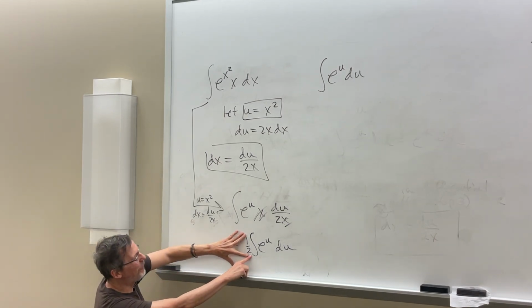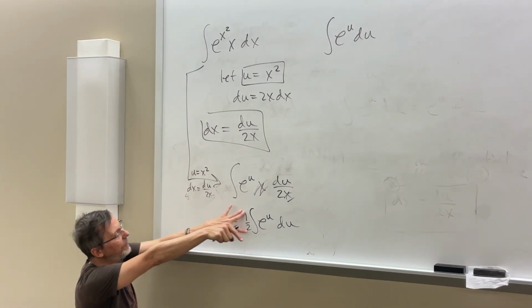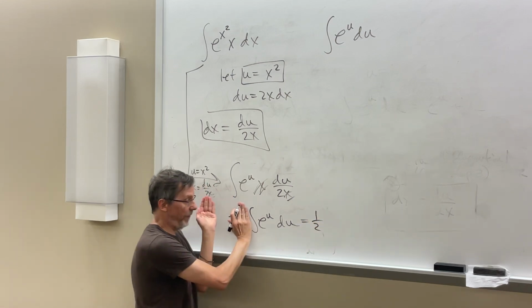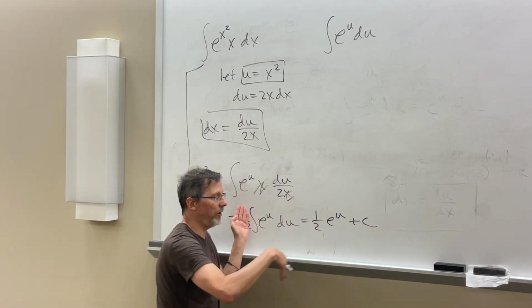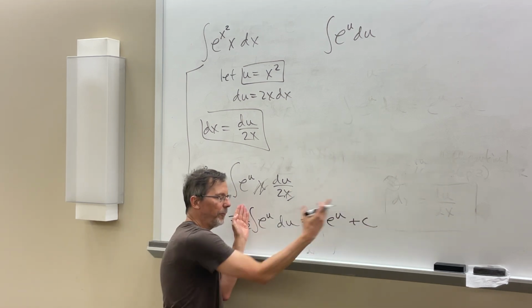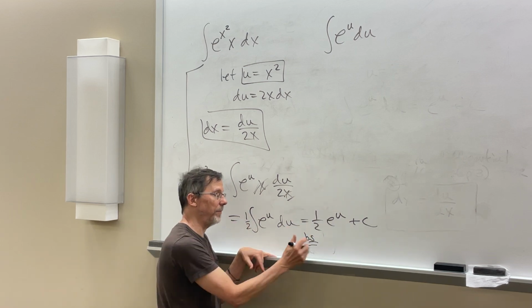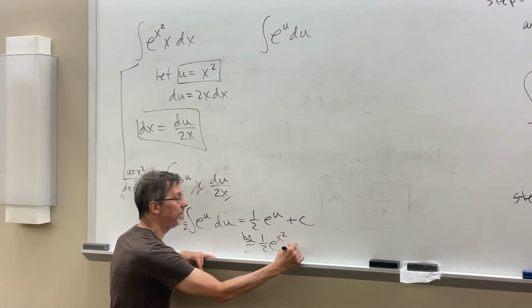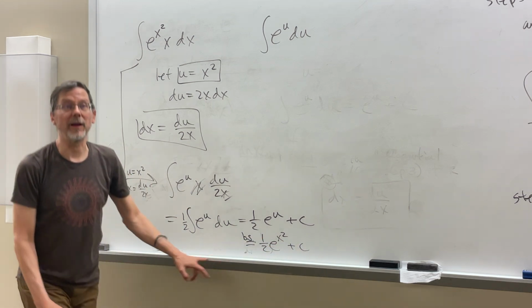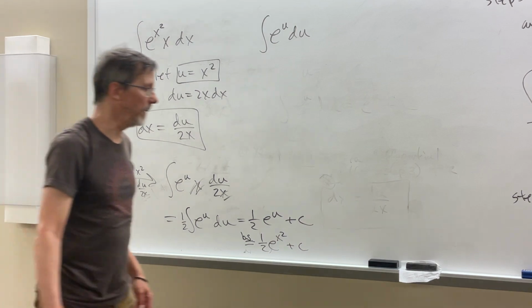So look, I've got this 1 half out in front, and we're going to see this a lot. It'll be some multiple of one of those formulas on the far right. So this is just 1 half, this is just e to the u. And then you don't have to multiply the c by half; it just absorbs all constants. Now I back substitute, and I'm done. That's my integral, that's my antiderivative. We can check that with differentiation, but we're not going to. We're going to keep moving. Let me know if that sounds all right.